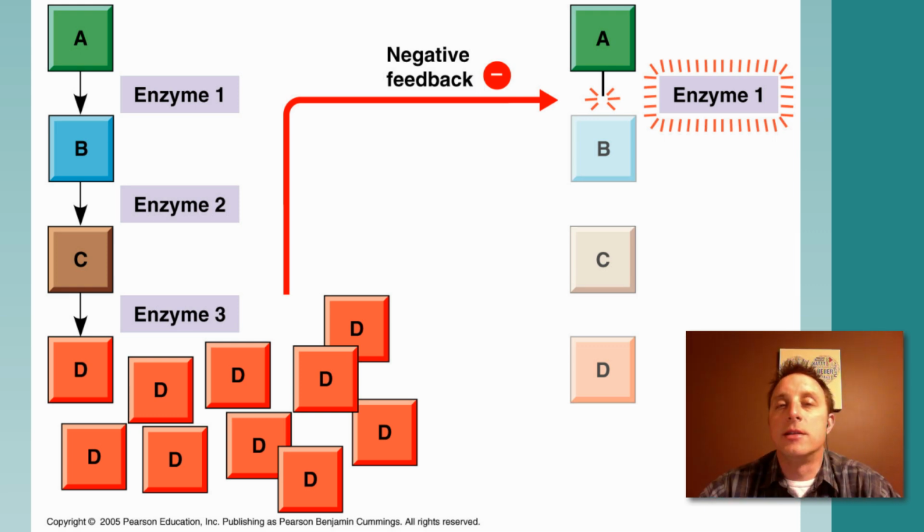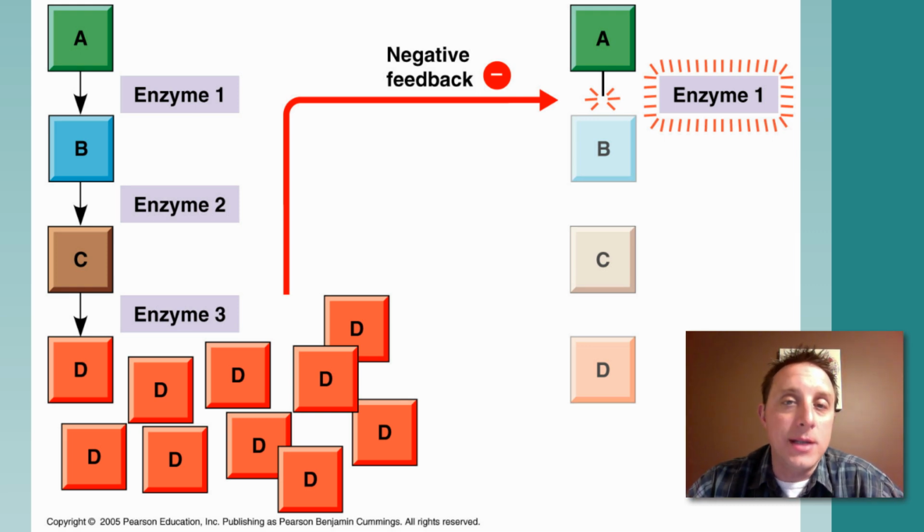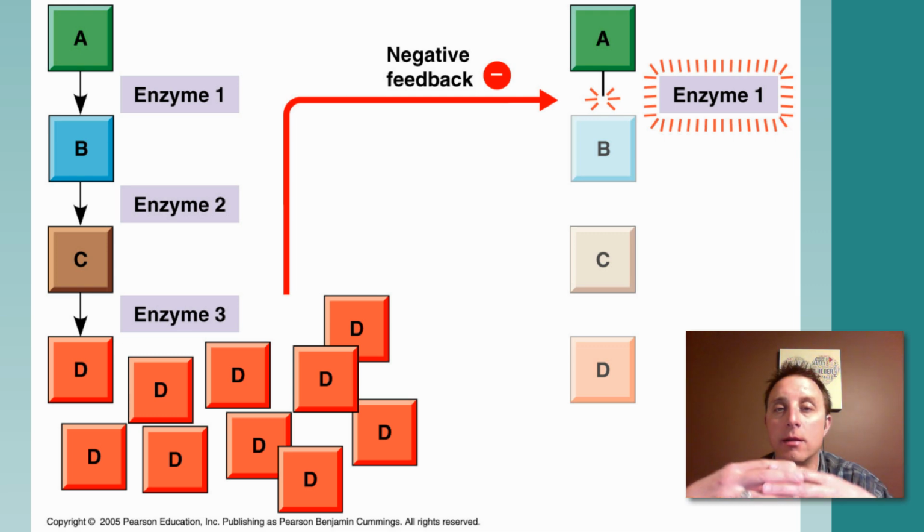But in this case, since it's negative feedback, the end product D goes back and inhibits one of the enzymes. It inhibits enzyme 1. So this stops the production. So in this sense, once the organism has enough of the final product, in this case molecule D, it stops producing that product. So it maintains that balance.